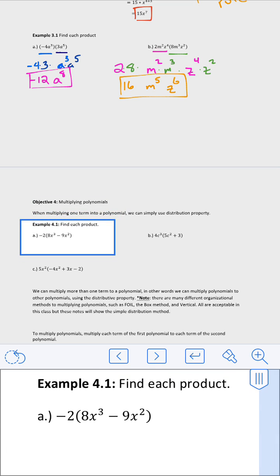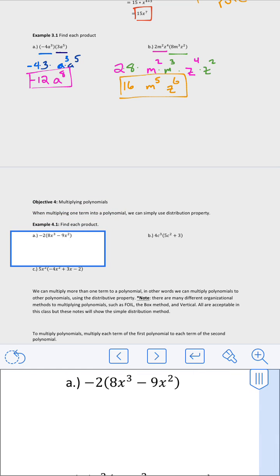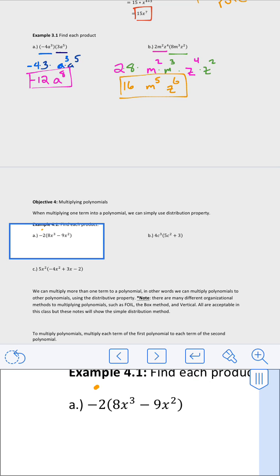So find each product. Example 4.1, find each product. This one, you probably know what to do. I would hope you know what to do. Hopefully at least half of you are sitting there going, oh my gosh, I can do this. You just distribute, right? Hopefully the word distribution just popped into your head. Or if it didn't, you at least saw the little rainbow thing. That should be review. If it's not, that's okay. We'll learn it right now.